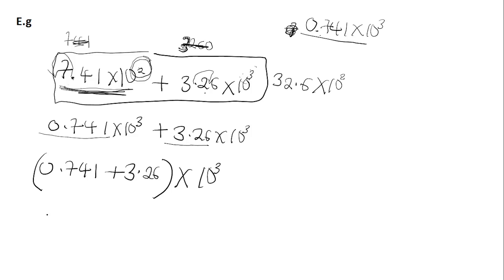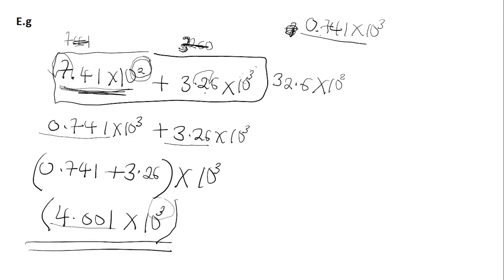This is our answer. Now, I'll ask you a question. Does this answer fall under our rules for the value of A and the value of N? Have we obeyed the rule? Yes, it has obeyed the rules. So this is how you do it.